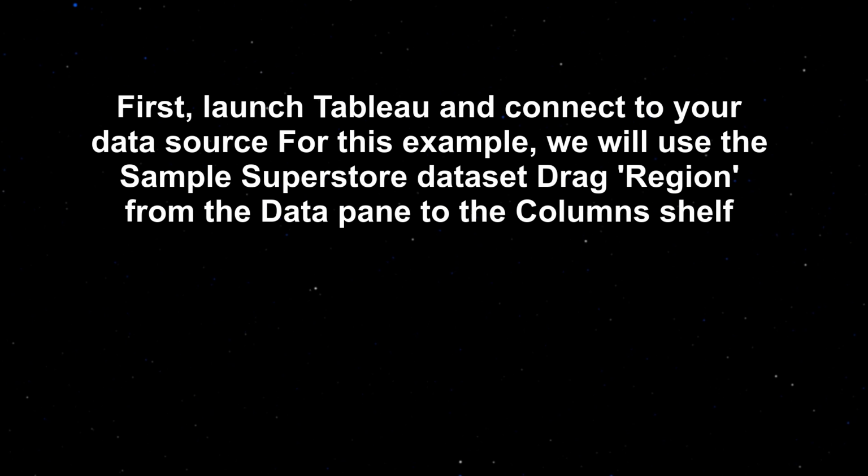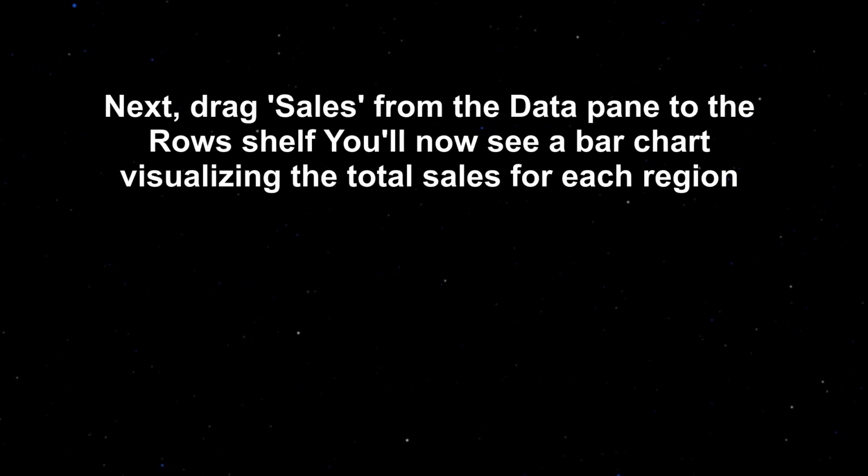Drag region from the data pane to the columns shelf. Next, drag sales from the data pane to the rows shelf. You'll now see a bar chart visualizing the total sales for each region.